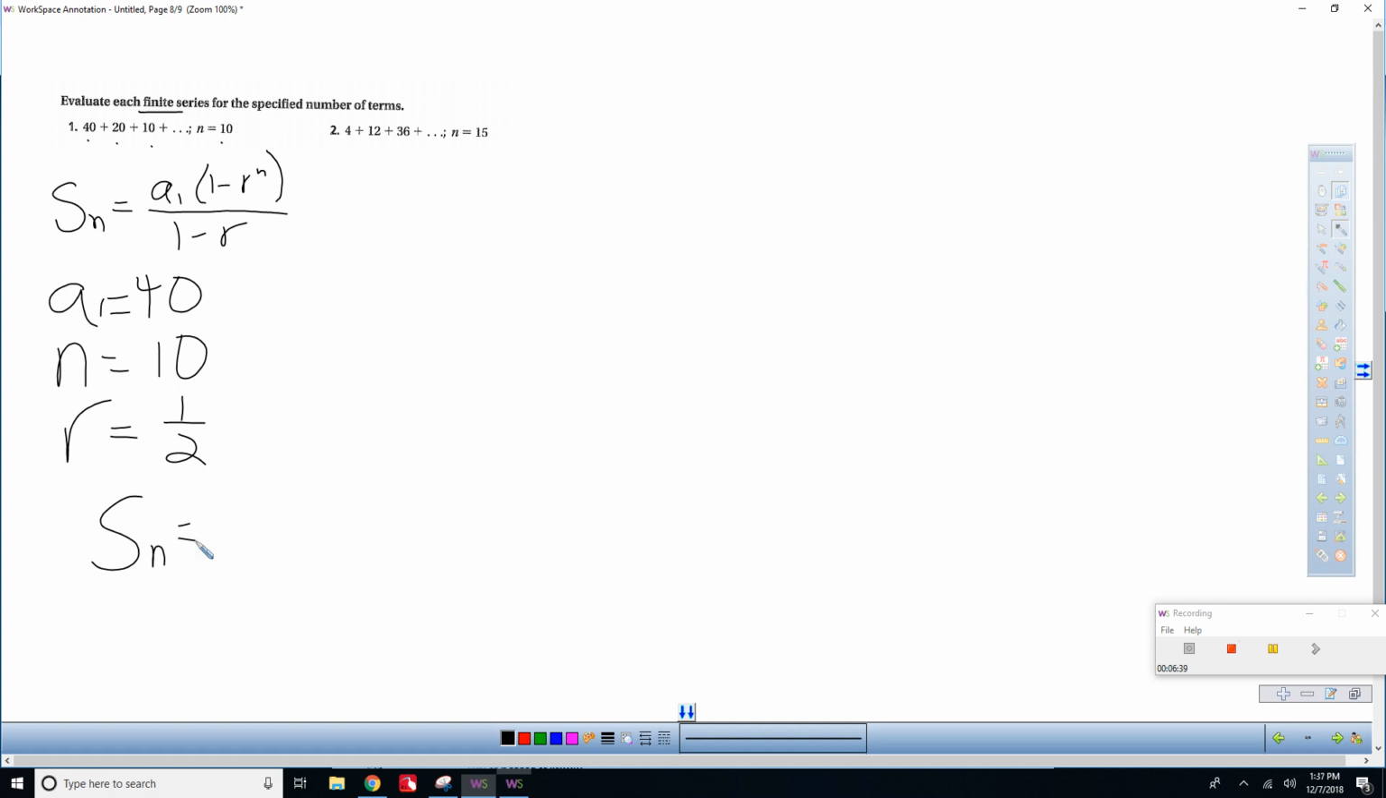So the answer for the sum is 40 times 1 minus 1 half to the 10th power all over 1 minus 1 half. Well, what's 1 half to the 10th power? Let me do this whole thing in my calculator. It's 1 minus 0.5 to the 10th power. So it's 40 times 0.9999023.